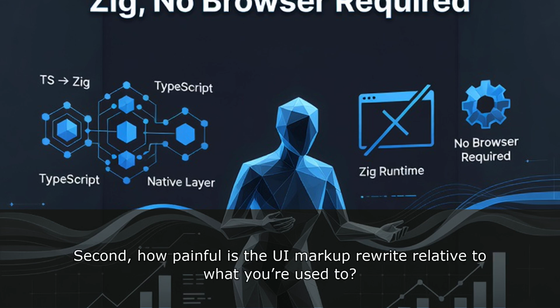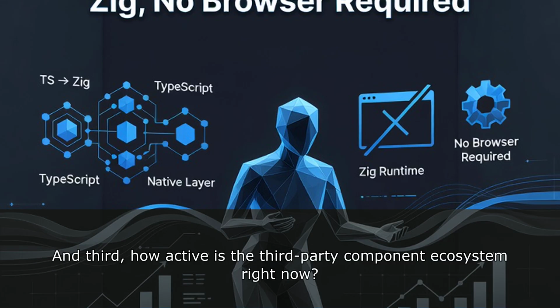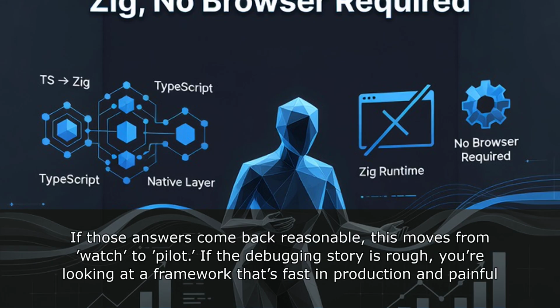If the debugging story is rough, you're looking at a framework that's fast in production and painful in development. And that's a trade-off most teams won't accept. Vercel Labs' native SDK v0.5 is a genuinely different architectural bet. Not a faster Electron, but a different category of tool entirely.